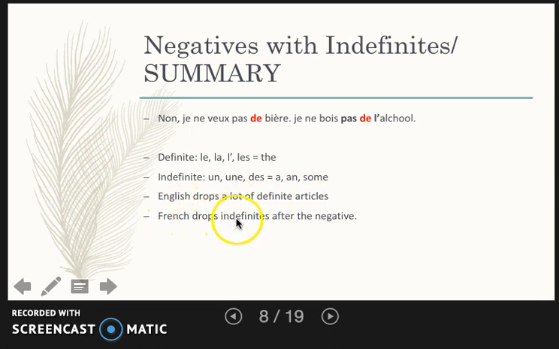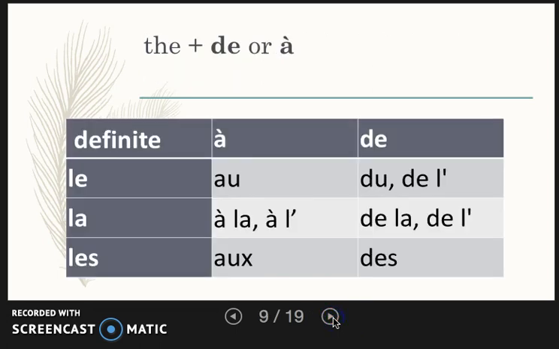Except French does drop an indefinite after the negative, and they replace it with de, which then will mean any in this situation. The last thing that you're going to need to know is that sometimes they combine, like can and not become can't. So of, or to, or at can combine with the to create something new. So à and le combine to make au. À and la don't combine. They don't really like each other. À and les do combine to create aux.